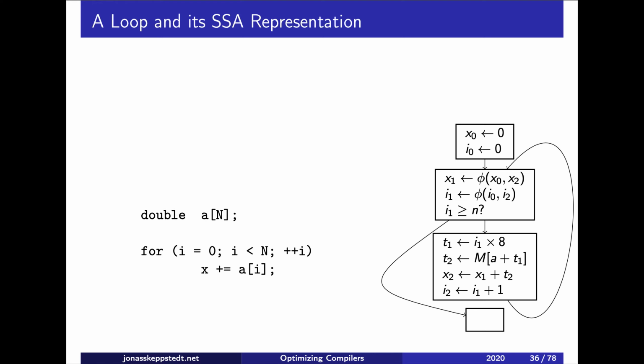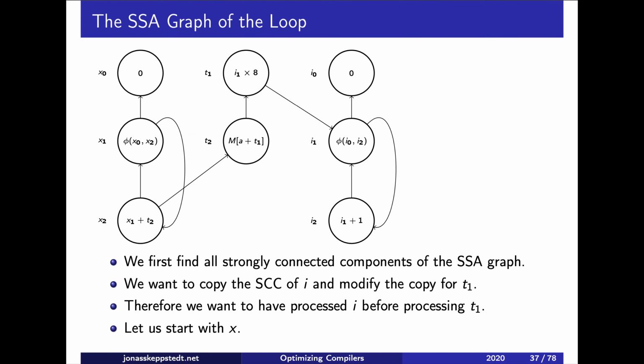Okay, so let's now see how this is done on SSA form. First, we have the control flow graph, and then we also create a graph called the SSA graph with the instructions as nodes, and there is an edge from an instruction to another instruction when some instruction uses the value from the other instruction. Okay, so this is the SSA graph for this loop.